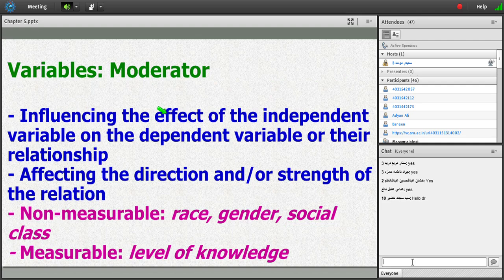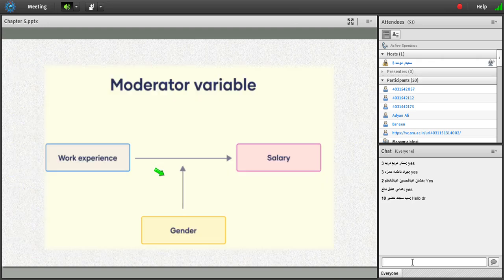So moderator is the potential independent variable that can be added to the research and can influence the direction or strength of the relationship or effect of independent variable on dependent variable. Look at this diagram to actually see it clearly.